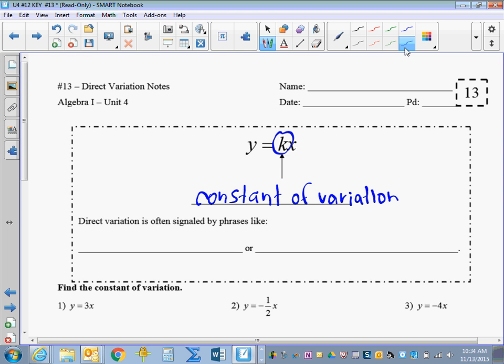Direct variation is often signaled by phrases like varies directly. So when you see the phrase varies directly, that means we're going to be using this equation here. Make sure you're writing this down.